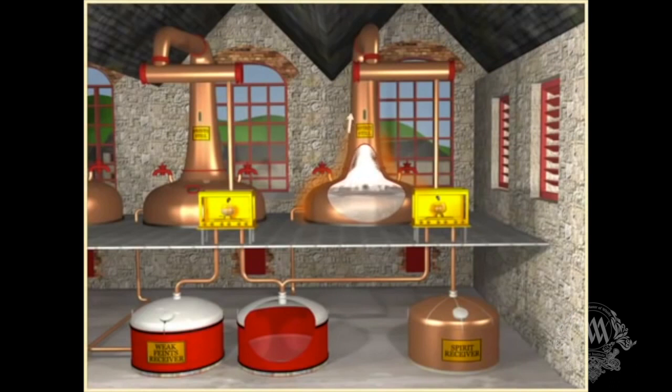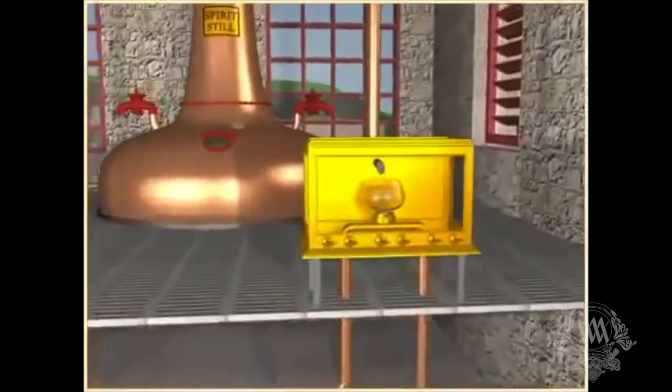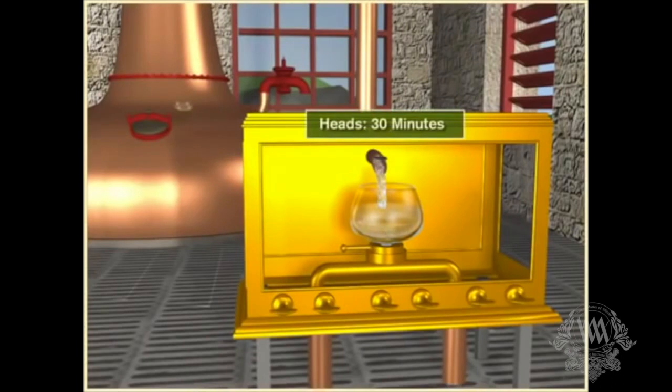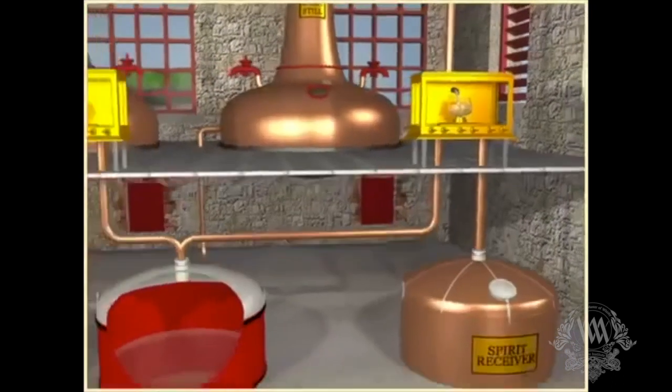Cut points. The distiller must be able to determine the exact moment at which to cut the heads, hearts, and tails of the distillate. This requires a keen sense of smell and taste, as well as a deep knowledge of the flavors and aromas associated with each part of the distillate. Equipment maintenance. The pot stills and associated equipment must be kept in good working order, with regular cleaning and maintenance. The distiller must be able to identify and fix any issues that may arise during the distillation process.